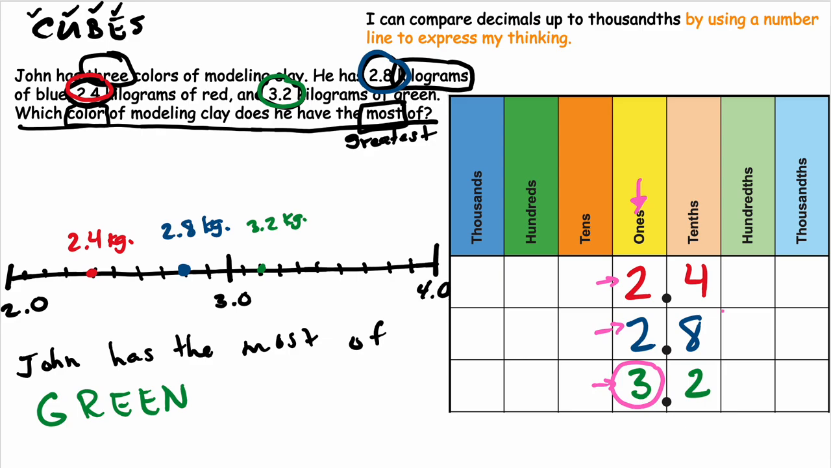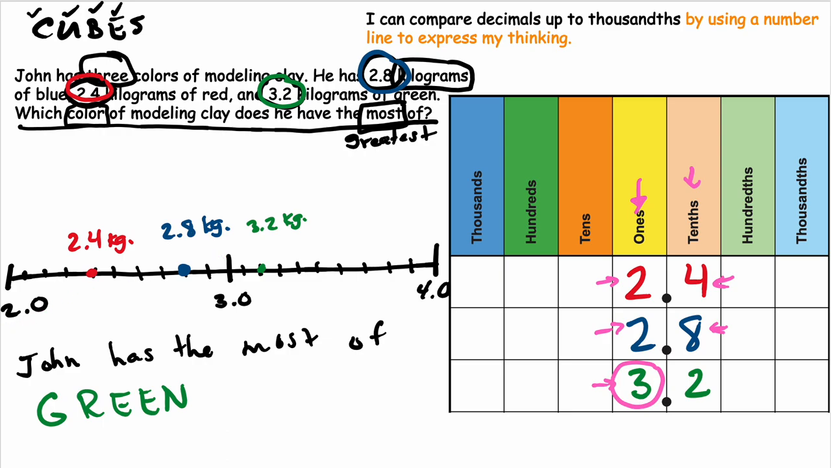If I want to compare the red and blue, I go to the next place value. That's going to be our tenths. We have 4/10 and 8/10. 4 is going to be less than 8, so that means 2 4/10 is going to be less than 2 8/10. Okay, that's a way that we can compare decimals up to thousands by using a number line to express our thinking.